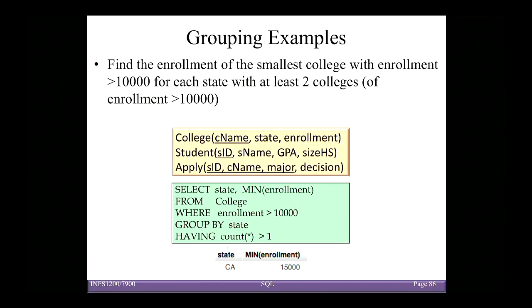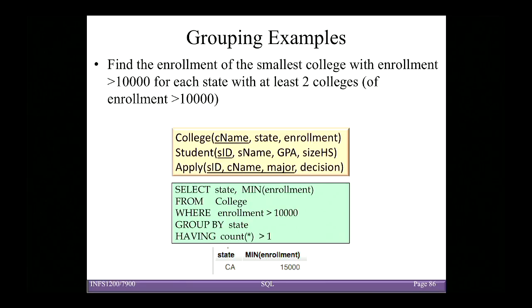Now, if I wanted for each state with at least 2 colleges of any enrollment without that 10,000 there, that would have been a more complicated query to write, and we'll come back to that. But right now we're just saying having count star bigger than 1, because the condition of my having clause is already the same as the condition of my where clause. Right? I'm looking at the same set of states.